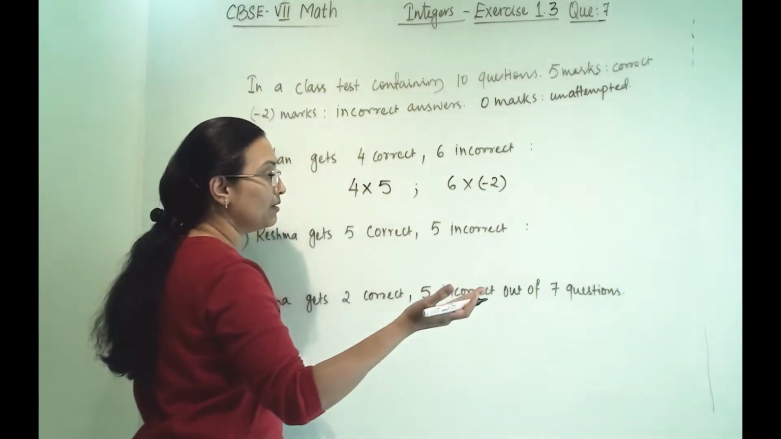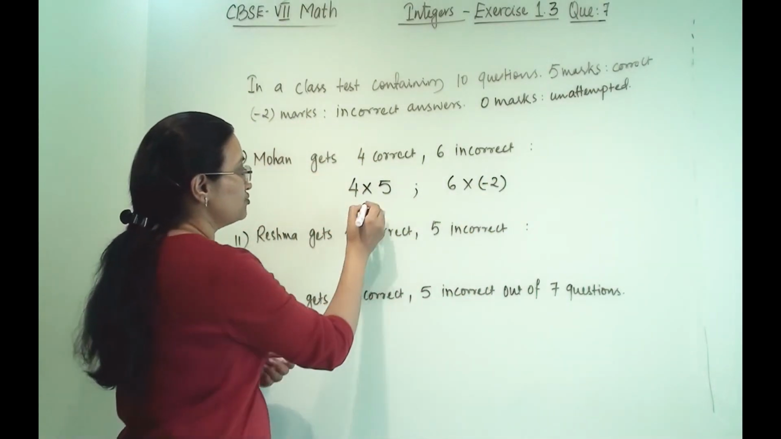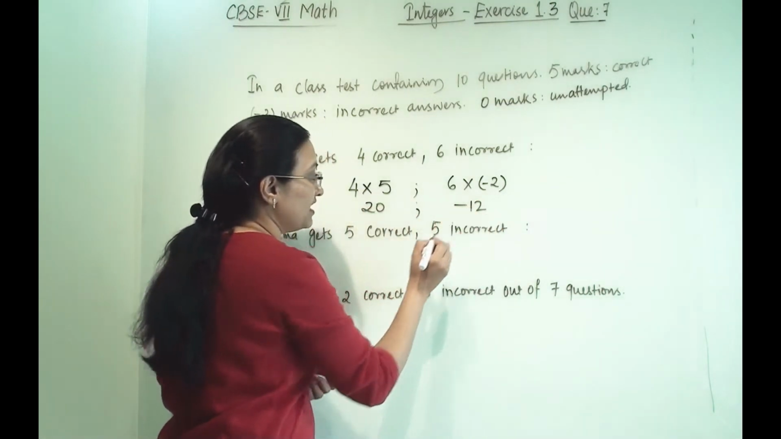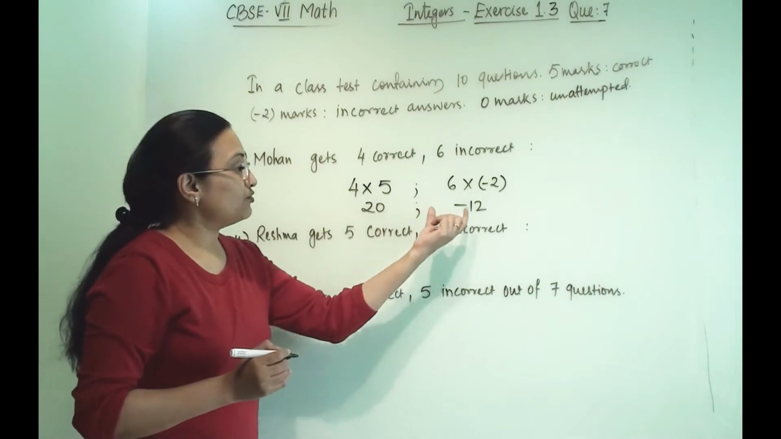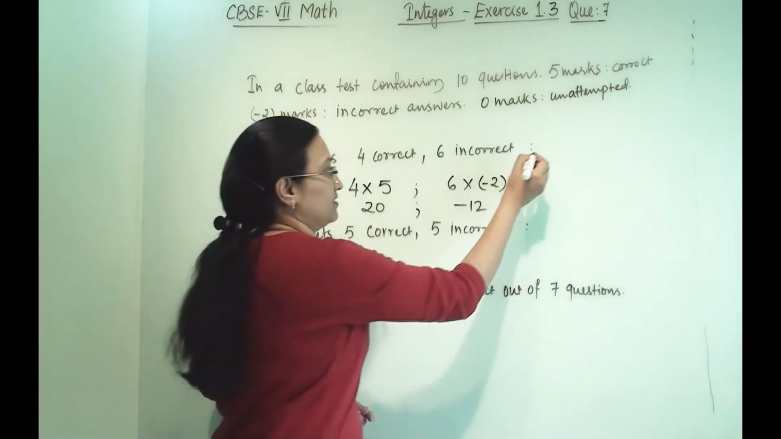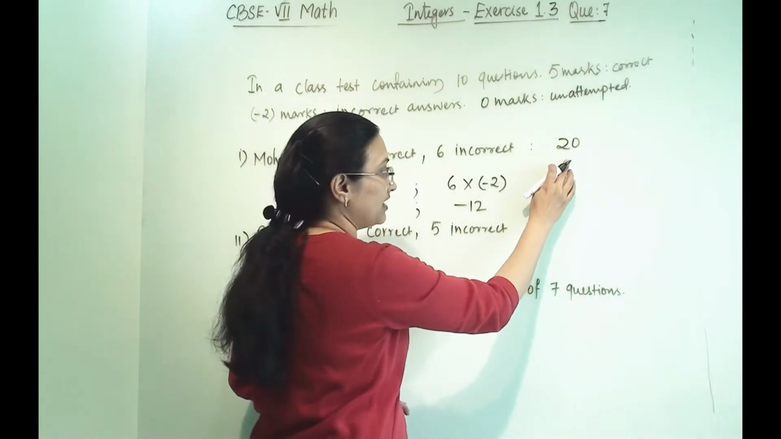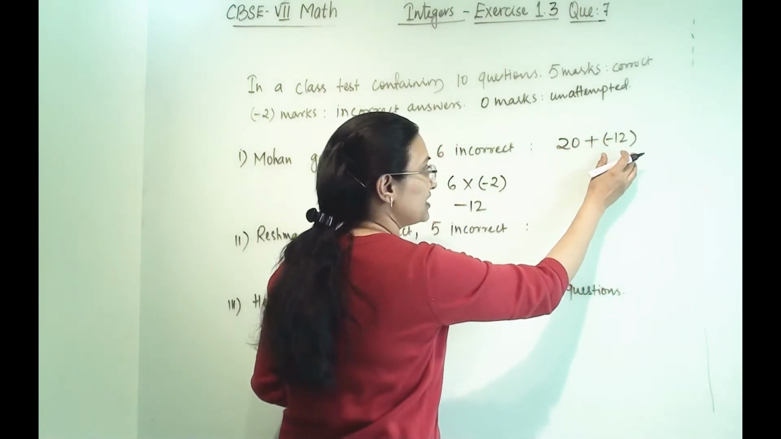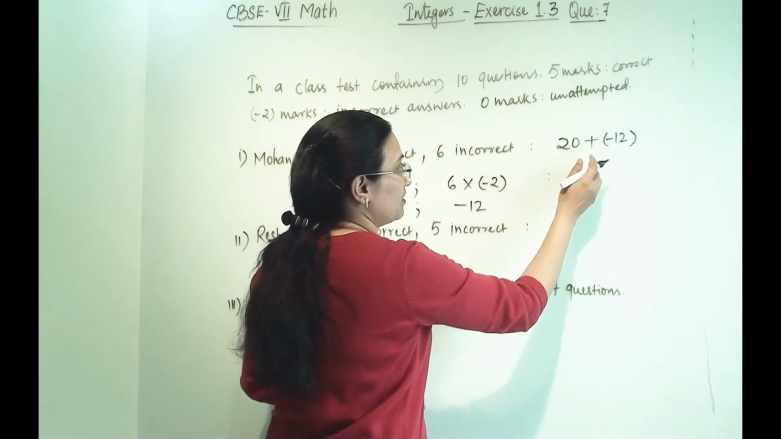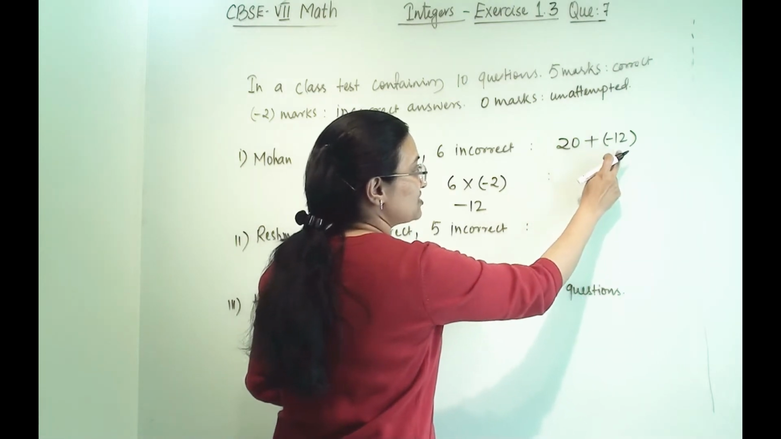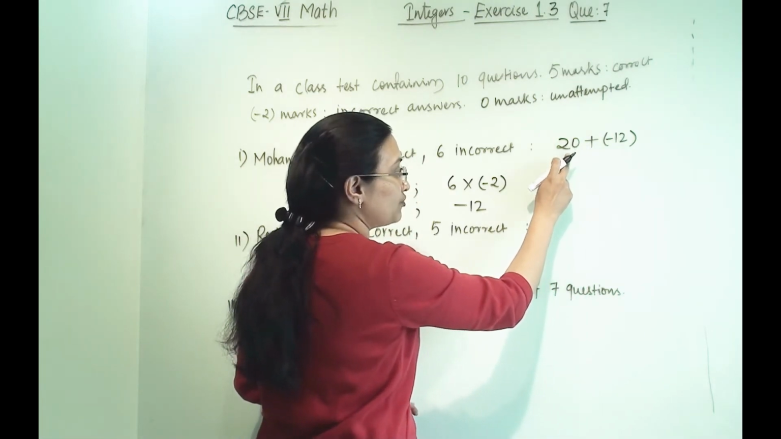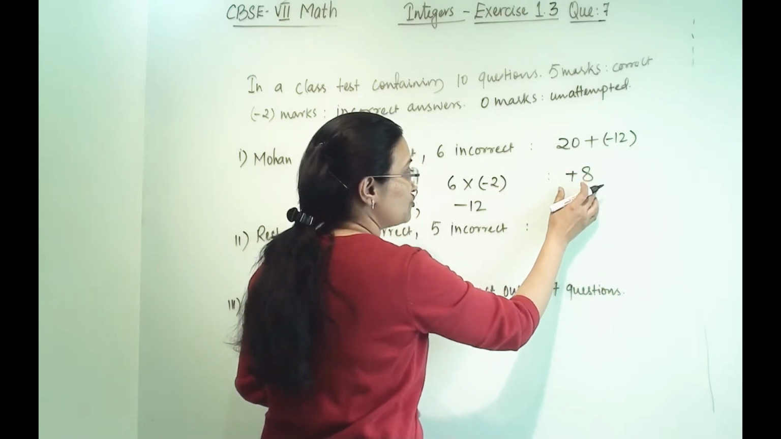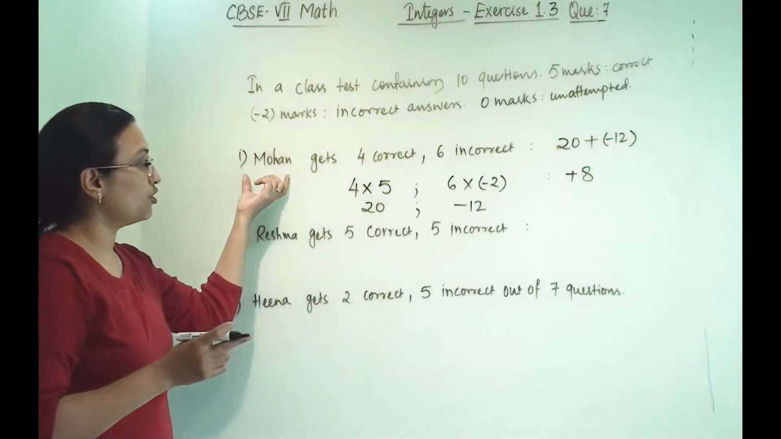Then later we will multiply. Here we will get 20 and here we will get minus 12. Now 20 we have to add to minus 12. So 20 is for correct answers and minus 12 is for wrong or incorrect answers. So now 20 plus minus 12. So 12 we have to subtract from 20. So here we will get 8 and that is plus 8. So plus 8 is the score for Mohan.